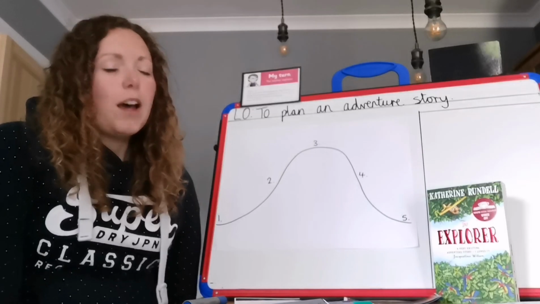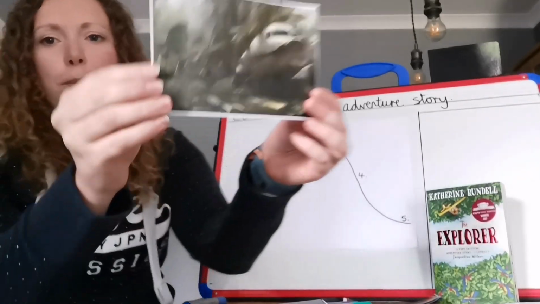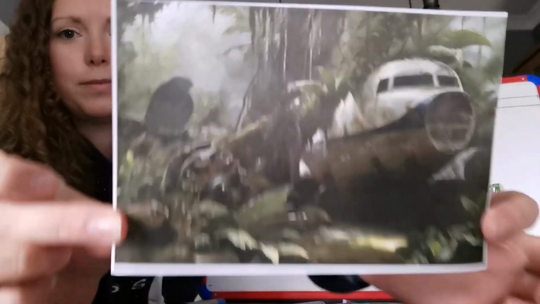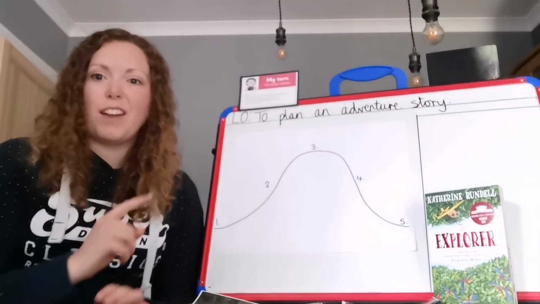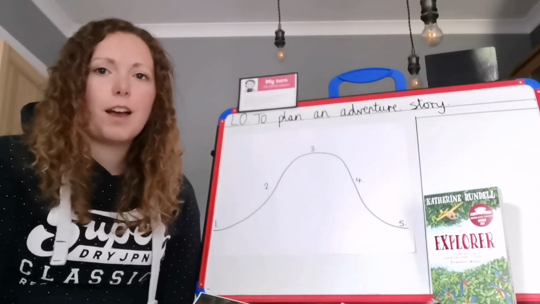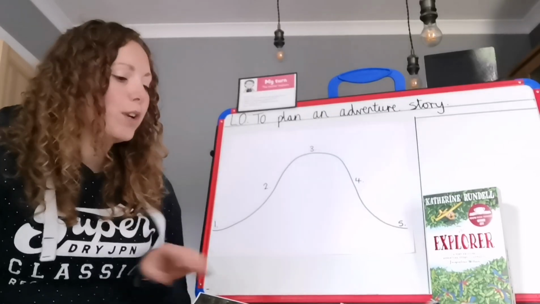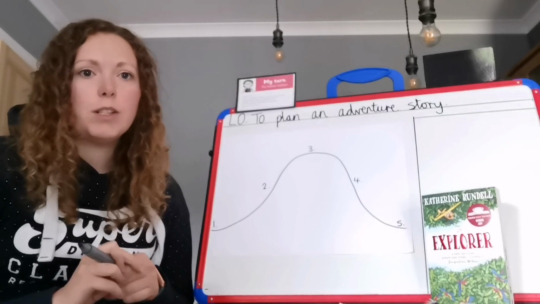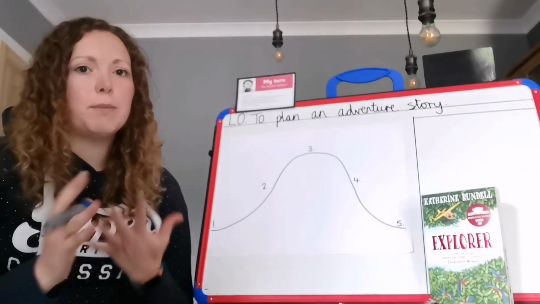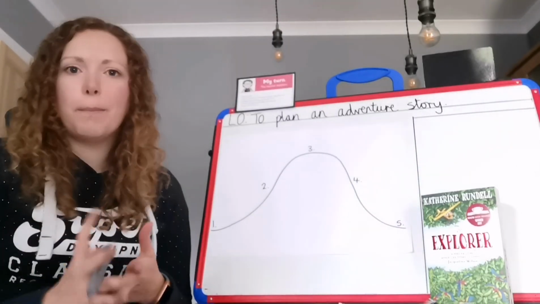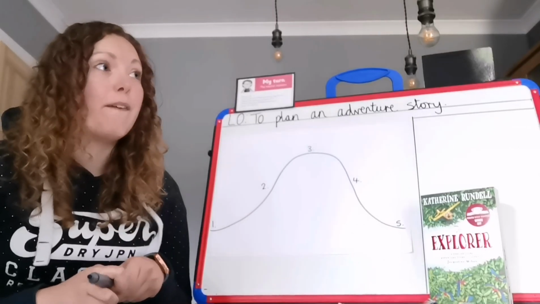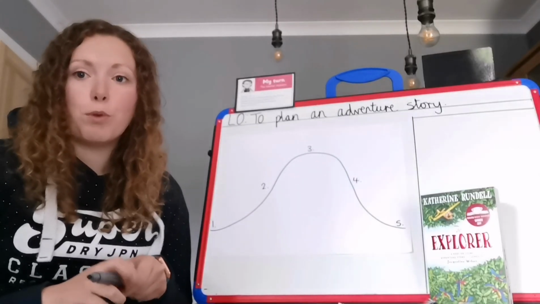Okay, so I've got an image here of a plane that has crashed. And that's what happened at the start of The Explorer as well. And I'm going to take inspiration from that. So I'm going to briefly write down what happens. Remember, this should only be notes. So there's a plane crash. My character will maybe wake up in the mud and not know where they are. Maybe they've been separated from their family who are on board the plane.